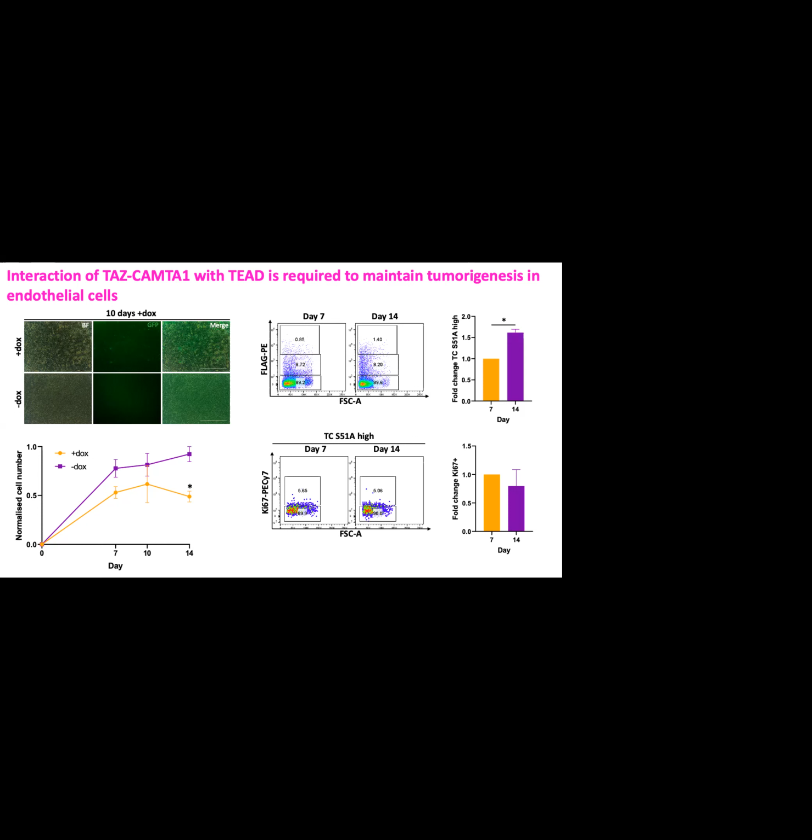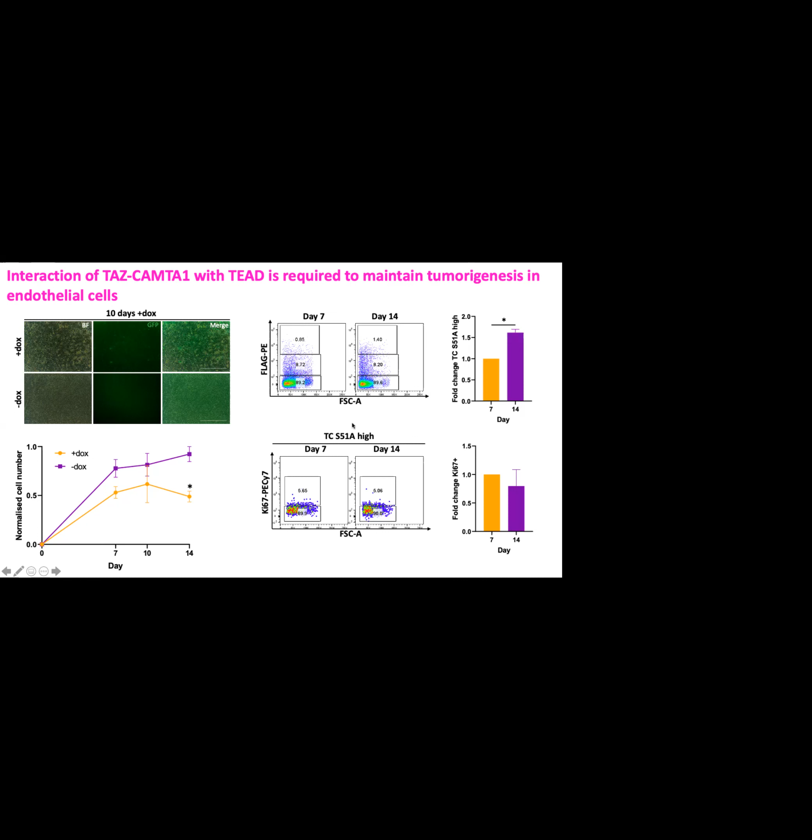But here we wanted to look in the longer term cultures and see what happened at later time points. So what we can see here is that when you add the mutant, after a similar length of time in culture, you don't see any foci formation. The cells just remain as a monolayer. And again, you can see here that there is a slight trend up in the expression of the TAS-CAMTA1 S51A, but although it's significant, it's at a much smaller extent than the previous experiments with the knockout and with the TAS-CAMTA1 wild type.